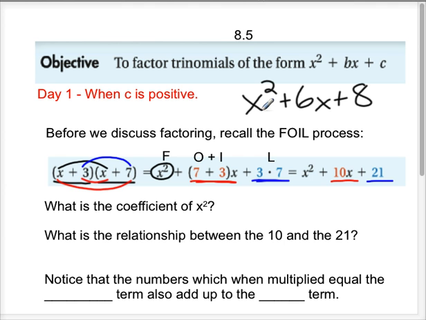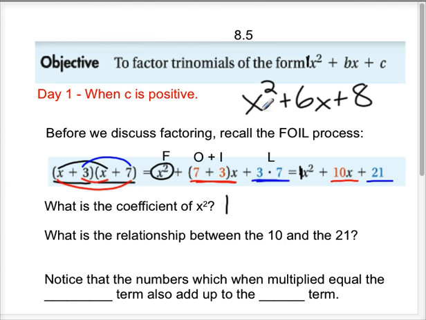So a couple of things I want to point out today. So first of all, the coefficient of the x squared. The coefficient of that x squared term, well, when it's not showing, remember, it's just 1. Now, that is important because today, notice, our factored forms are all going to be that way. We're going to start with this very nice simplistic case where the coefficient of that x squared term is going to be 1. Now, it's important when the coefficient is 1. Let's look at the relationship between the 10 and the 21.